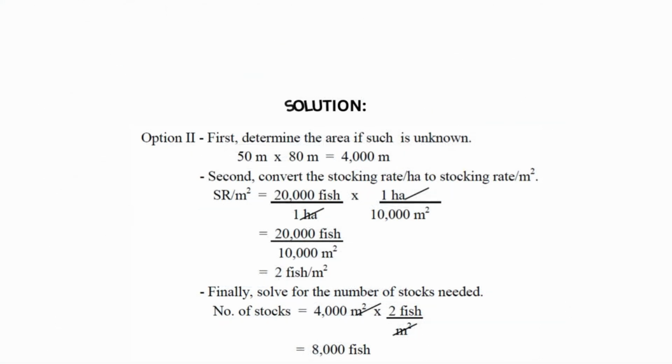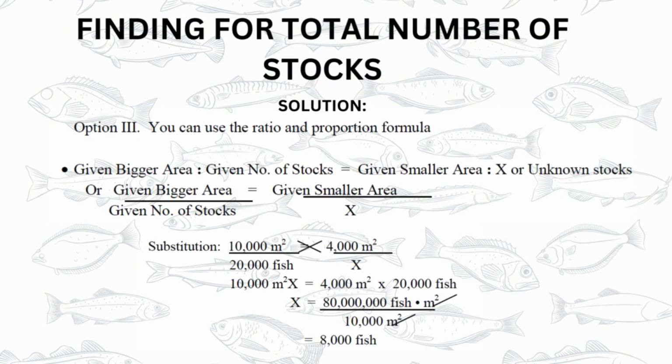For the third option, we can just use the ratio and proportion formula. The formula is given bigger area is to given number of stocks as given smaller area is to X, or unknown stocks. Or it can be expressed as given bigger area over given number of stocks equals given smaller area over X, or unknown stocks.